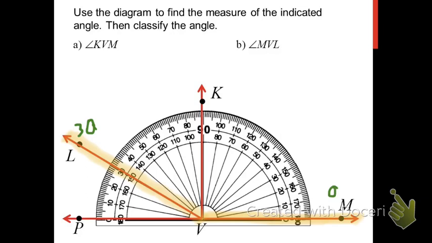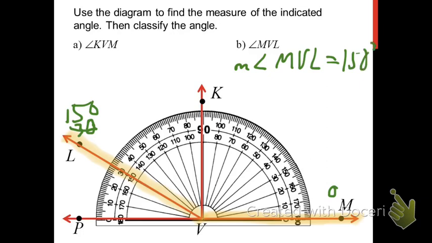That doesn't make a lot of sense, does it? Because this is clearly an obtuse angle. We can't use a 30 if that's going to be 0. We're going to have to use the 150 right there. And so then the measure of angle MVL is going to equal 150 degrees since it's 150 minus 0. And then we already said it's an obtuse angle because its measure is between 90 and 180 degrees. There you go. It's an obtuse angle.